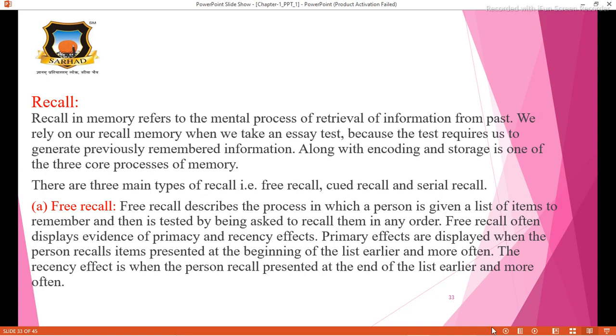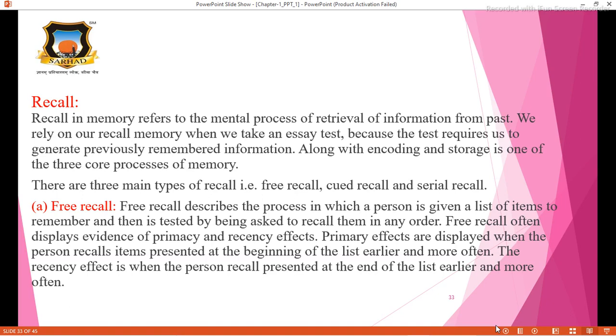The next is recall. Recall in memory refers to the mental process of retrieval of information from the past. We rely on our recall memory when we take an essay test because the test requires us to generate previously remembered information. जो information already stored है हमारे दिमाग में वो फिर से recall हो सकती है, तो फिर उसके लिए आप कोई टेस्ट ले सकते हो कस्टमर की.